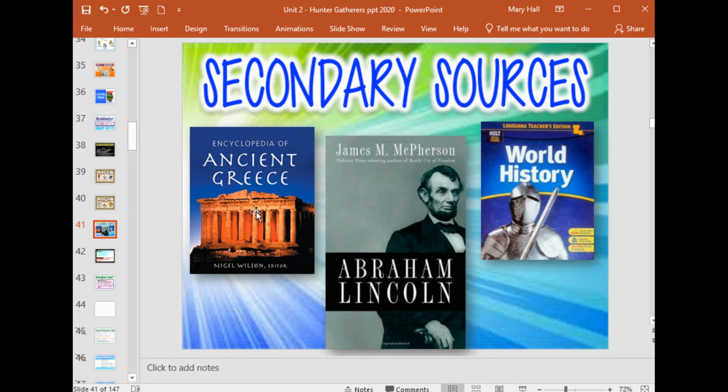Some more examples of secondary sources. A textbook is a secondary source. An encyclopedia is a secondary source. This biography of Abraham Lincoln by James McPherson. Guys, because this is someone writing about somebody else's life, that is a secondary source.